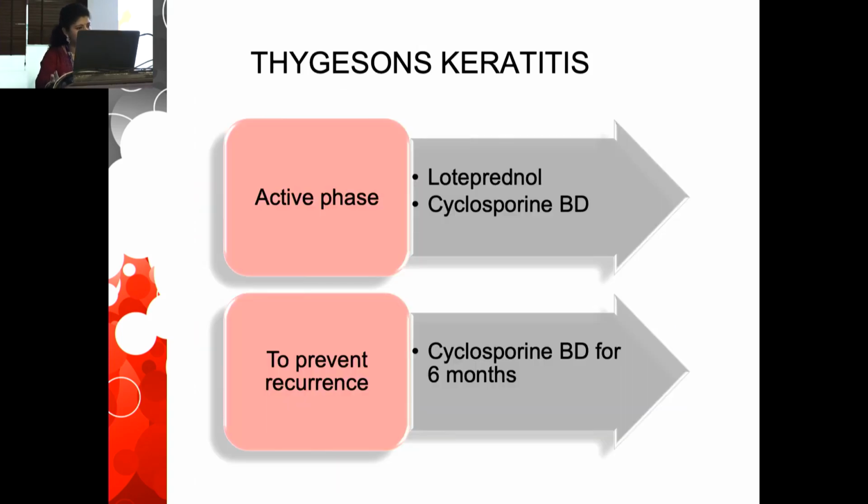In the active phase, they will require steroids, give loteprednol tapering doses, and also start cyclosporin. Continue the cyclosporin for 6 months, stop, and then check for recurrence. If at all recurring, what is the interval of recurrence? And in case of recurrence, again add cyclosporin for the next 1 year. Stop and then check. Like that, we can control the inflammatory response with cyclosporin.